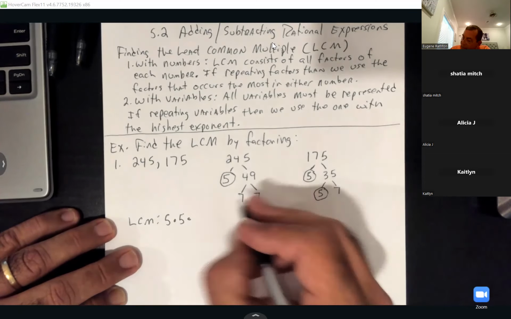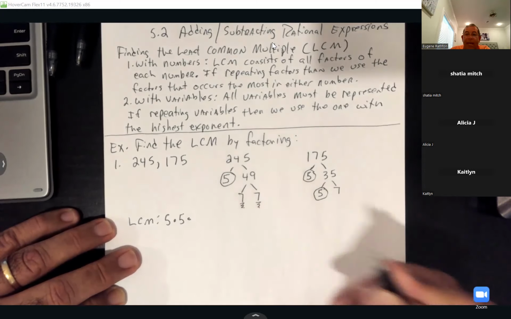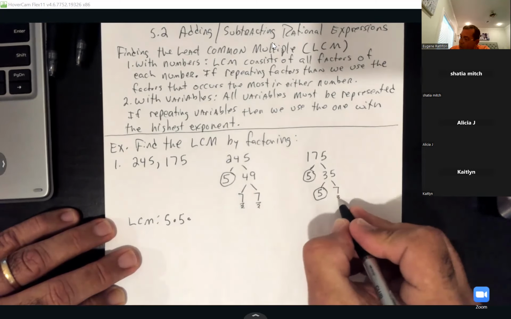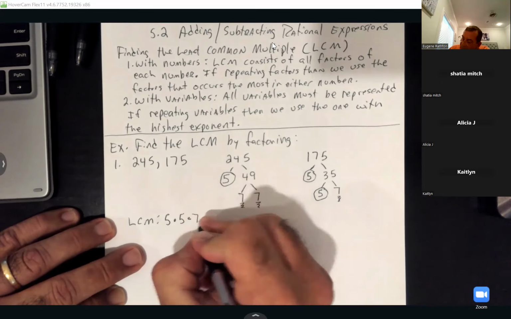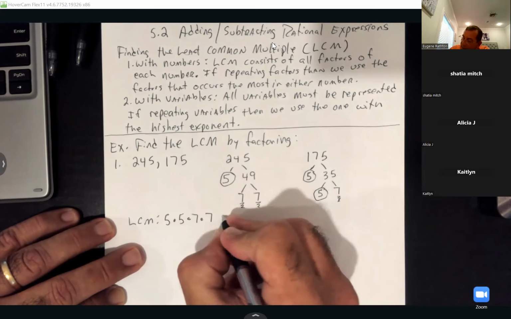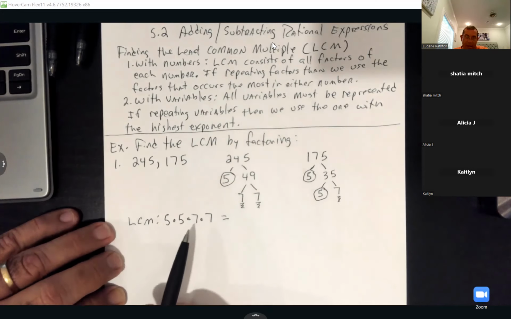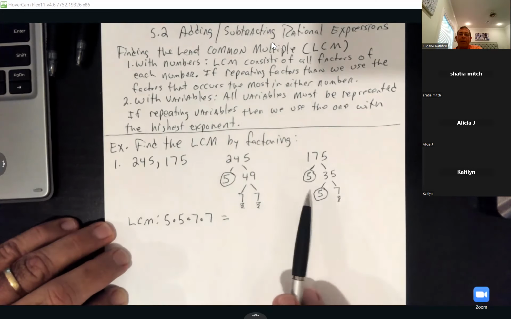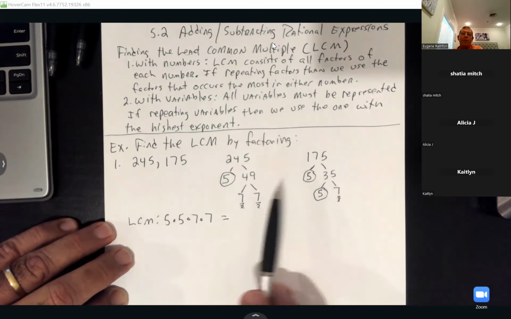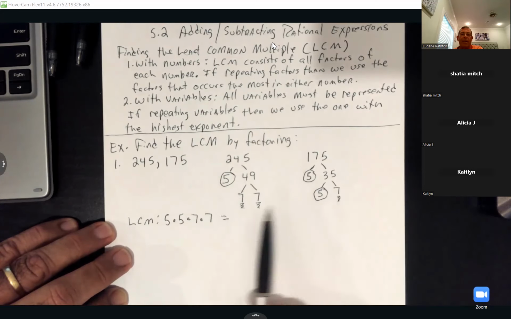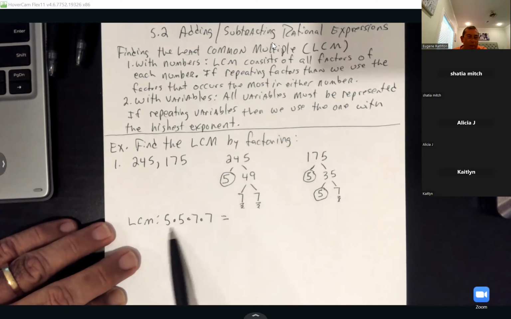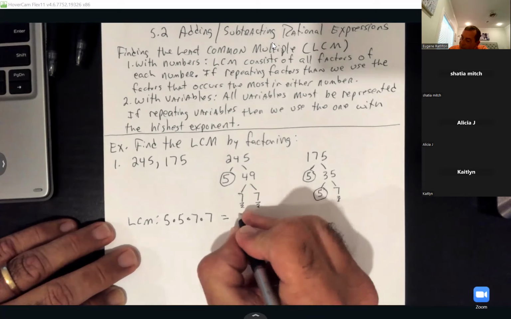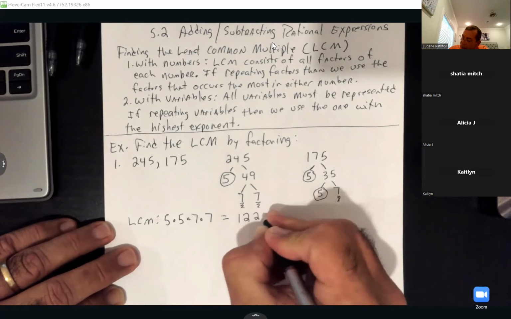So now I'll compare the 7s. Over here, I got 2 7s. Over here, I got 1 7. So it happens the most in this denominator, and it happens twice. So that means I need both of them 7s in my denominator. So notice, repeating numbers, we went with the most. And then the 7s, I went with 2 7s because it happened twice on that one. Y'all, if you multiplied all this together, you would get 1,225.